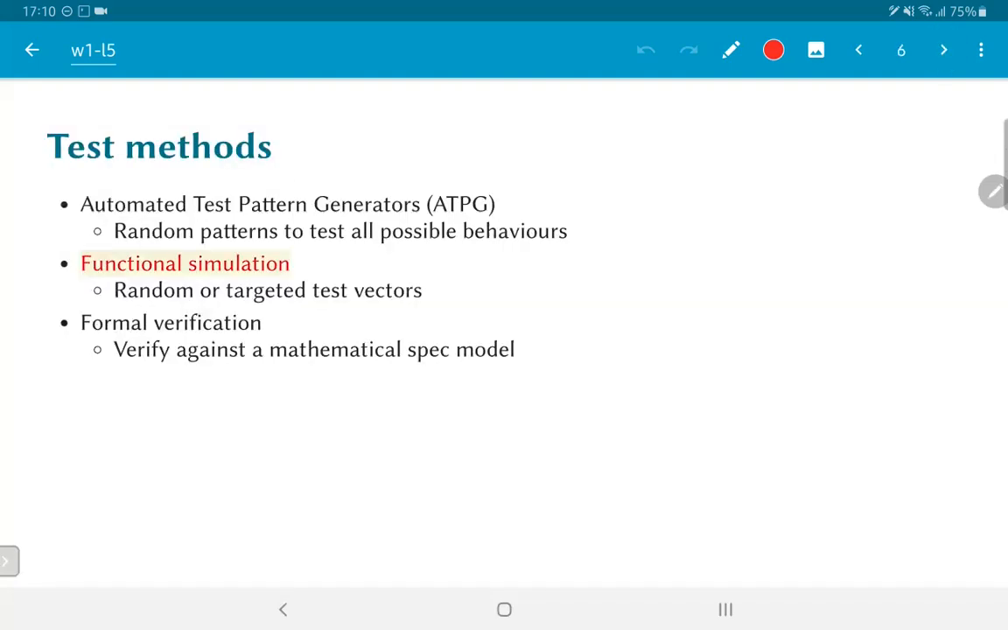The approach that we are going to follow is functional simulation for the most part of this course. In other words, you need to create a set of targeted test vectors for which you know what the output should be like, and see how the system behaves when those vectors are applied as inputs.